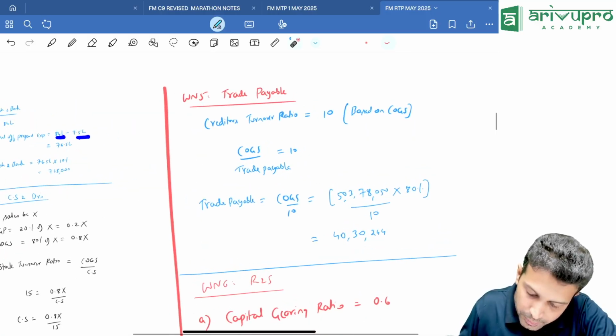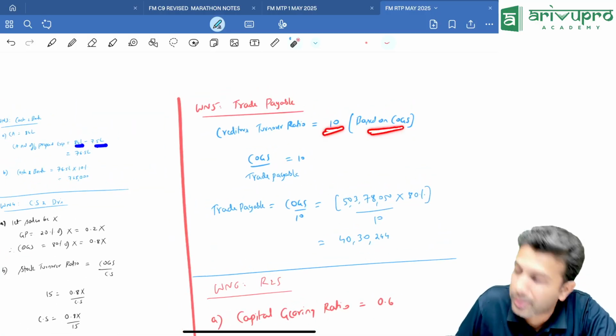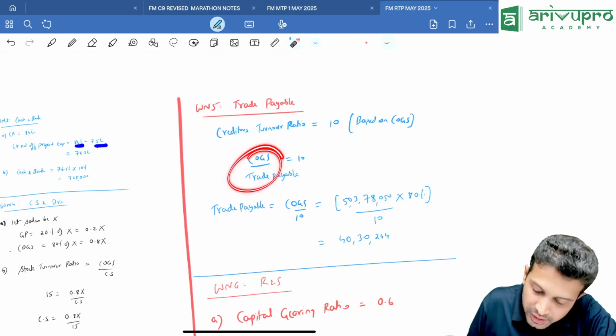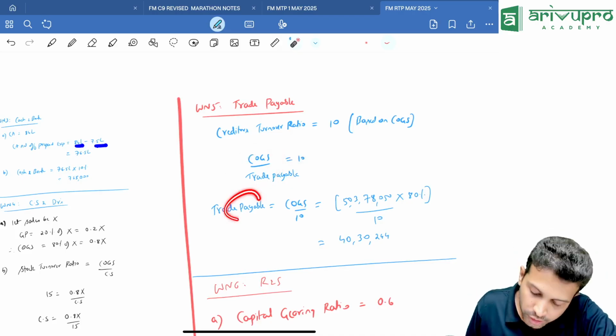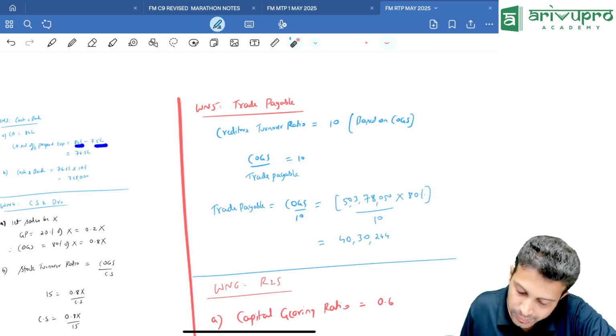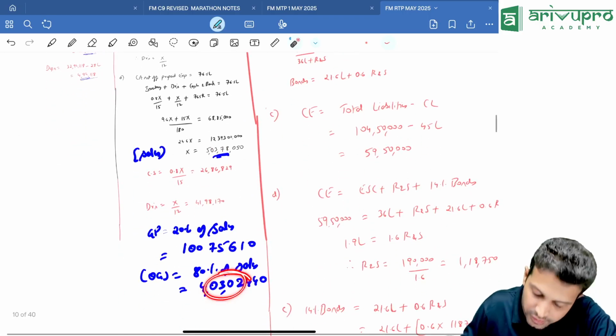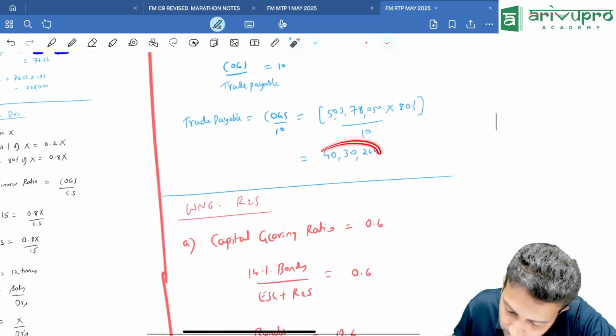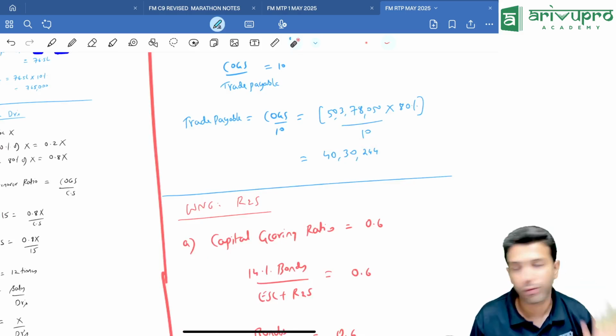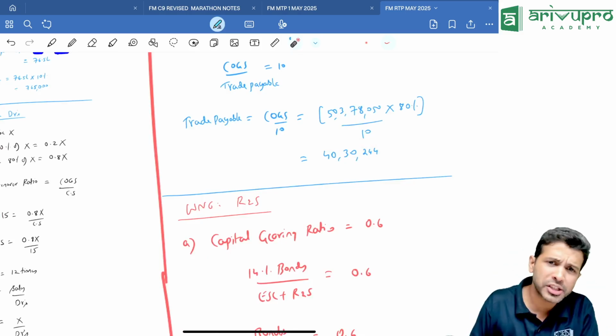You can find out trade payable. Creditors turnover ratio is 10, but it is based on COGS. So COGS divided by creditors is 10, so trade payable will be COGS by 10. This is your COGS, divided by 10, you should be getting 40 lakh 30,244. Done, people. Now we have the majority of the numbers.